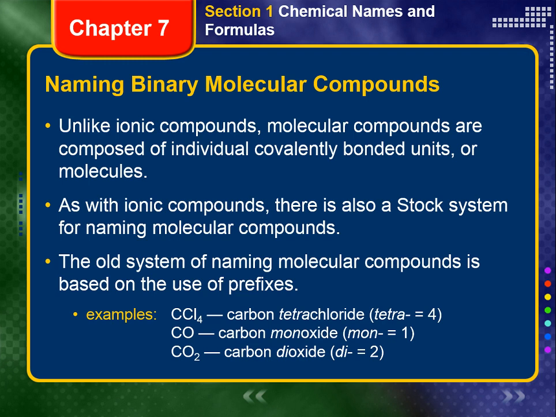For example, the molecular compound CCl4 is named carbon tetrachloride. The prefix tetra indicates that 4 chloride atoms are present in a single molecule of the compound. The two oxides of carbon, CO and CO2, are named carbon monoxide and carbon dioxide respectively. In these names, the prefix mon indicates 1 oxygen atom, and the prefix di indicates 2 oxygen atoms.